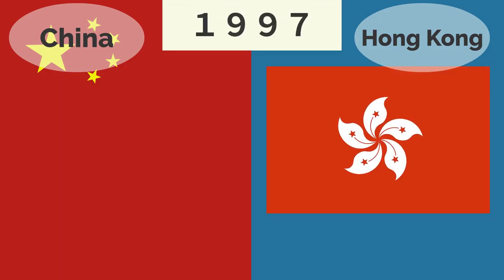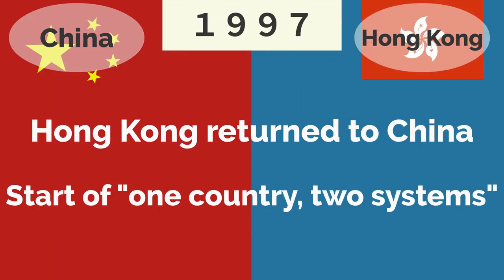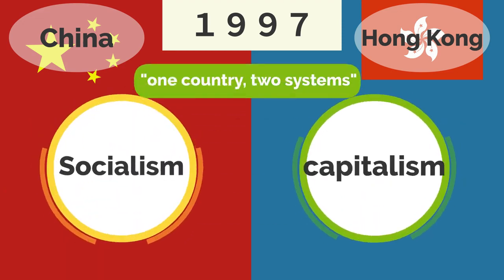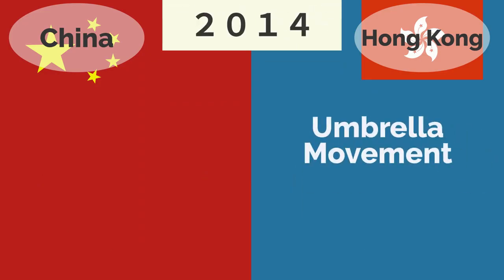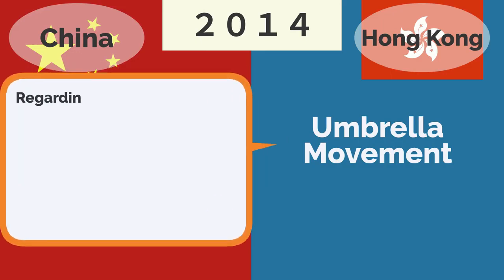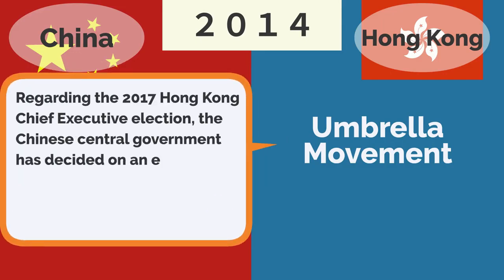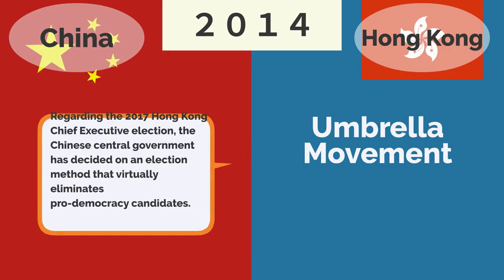In 1997, Hong Kong returned to China. One country, two systems has started, in which two different systems, socialism and capitalism, coexist in one country. In 2014, an umbrella movement took place in Hong Kong. Regarding the 2017 Hong Kong chief executive election, the Chinese central government has decided on an election method that virtually eliminates pro-democracy candidates.